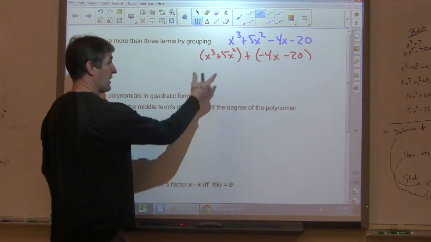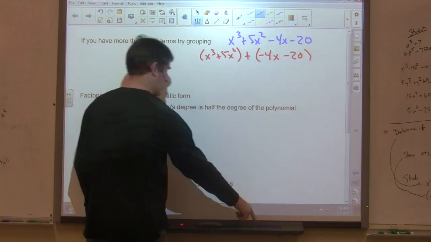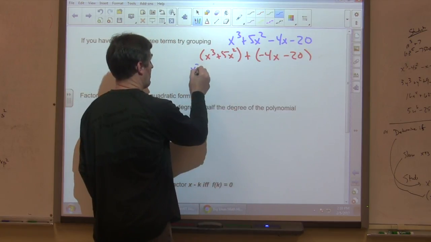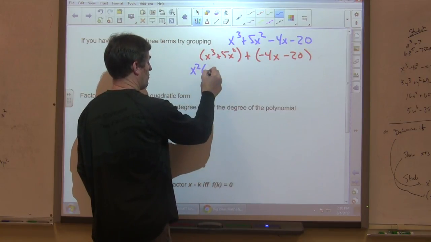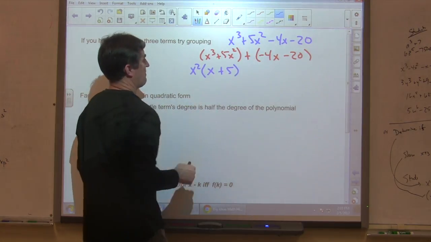And so now we factor like we normally would. We just factor separately. So I check for greatest common factor. I can pull an x squared out. So x squared to get to x cubed, I need an x. And x squared to get to 5x squared, I need a 5.